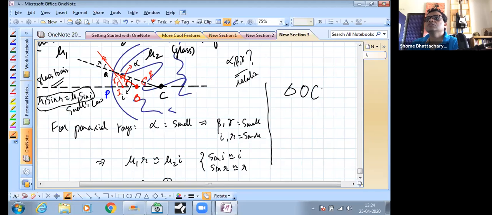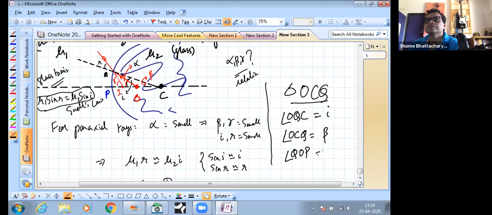So in triangle OCQ, you can see that angle OQC by definition is the angle of incidence, because OQ is the incident ray and CQ is the normal. Okay, and then of course I have angle OCQ defined as beta, and I have angle QOP which I have defined as alpha. So this is the exterior angle and these are the interior opposite angles. So we have alpha is equal to I plus beta. That's our second equation.